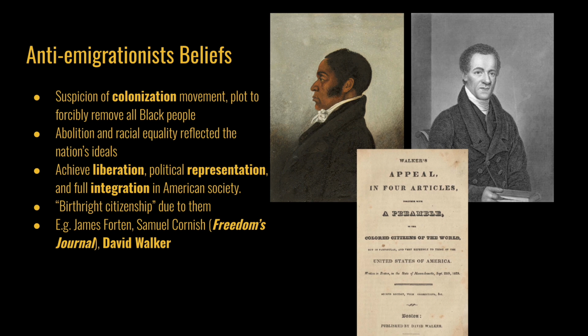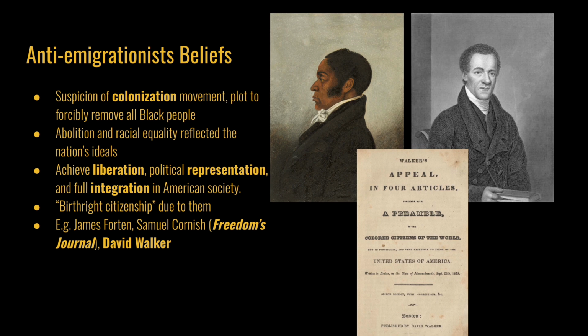Even then, in southern states, the protections guaranteed by the 14th Amendment were under attack by the redeemed governments in the former Confederate states. Some examples of anti-immigrationists in somewhat chronological order started with James Forten, who was in Philadelphia and helped voice the discontent of the Philadelphians with the American Colonization Society.